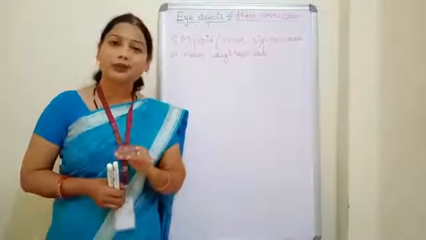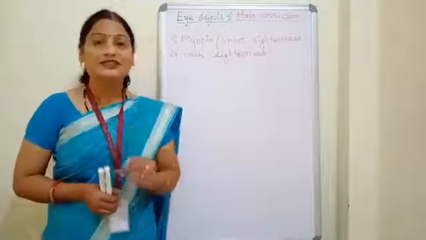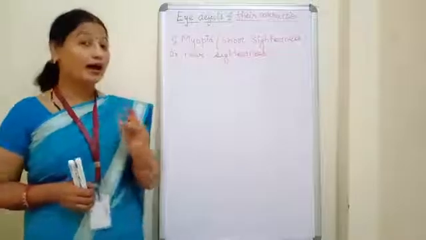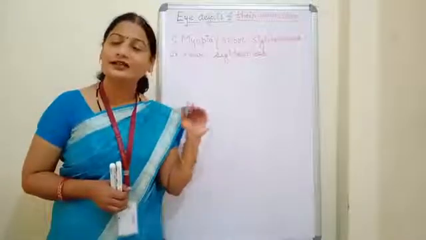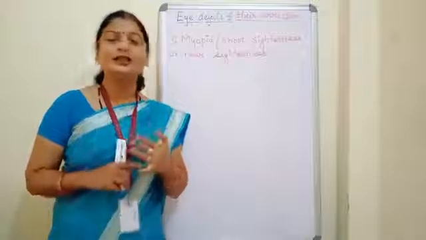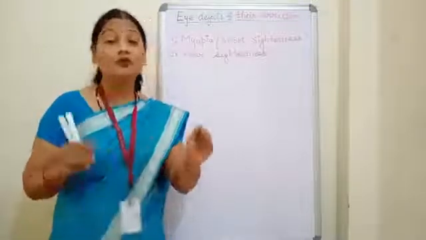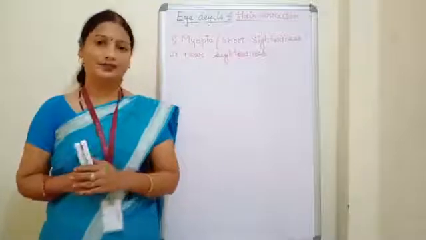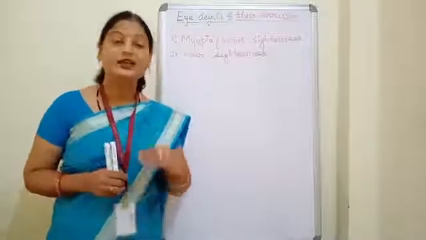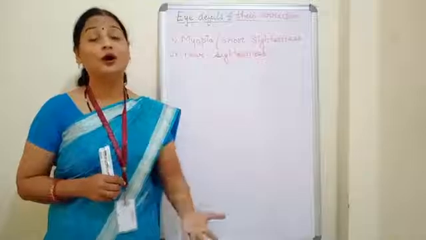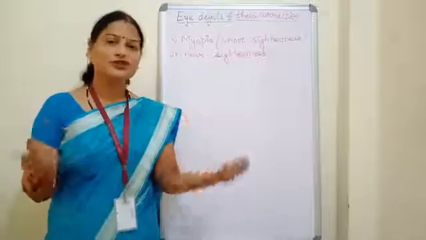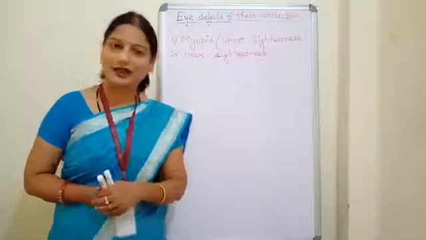Students, in the previous video, we started the chapter Eye, and I taught you the structure and the function of the eye. I taught you what things are present in the eye, what their exact location is, and how they perform. Okay, so we saw all the structure and function of the eye.